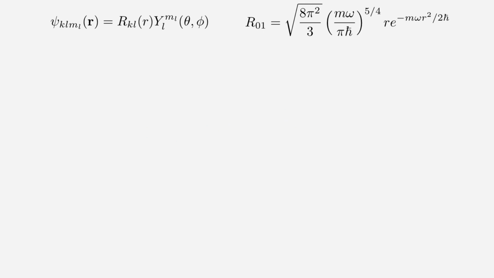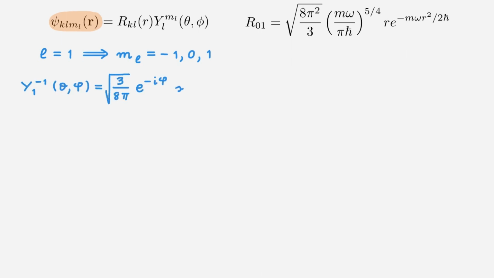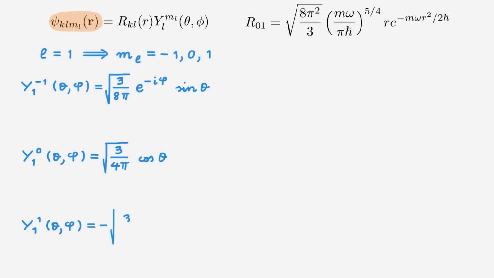Finally, the full eigenfunction is given by the product of the radial function and the corresponding spherical harmonic, as shown up here. In this case, as l equals 1, then m_l has 3 possible values. Using the results from the video on spherical harmonics, we have that Y1,-1 is equal to this expression, Y10 is equal to this expression, and Y11 is equal to this other expression. This leads to 3 distinct eigenfunctions for the first excited state.